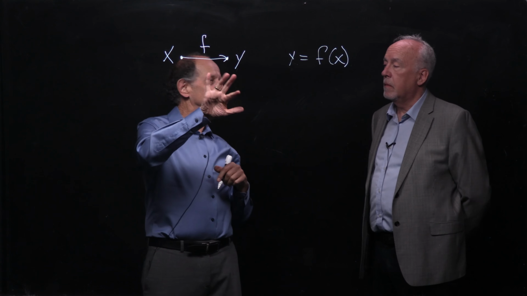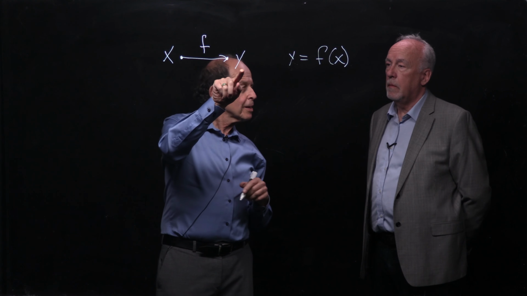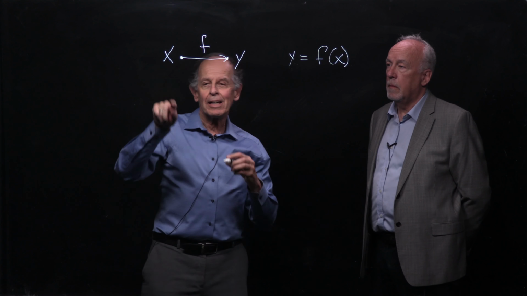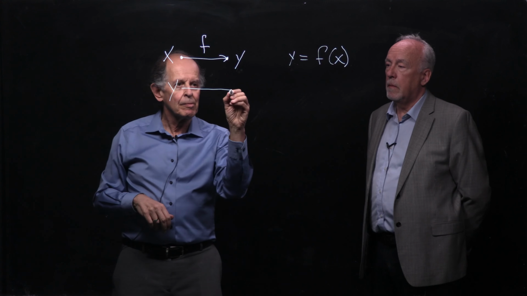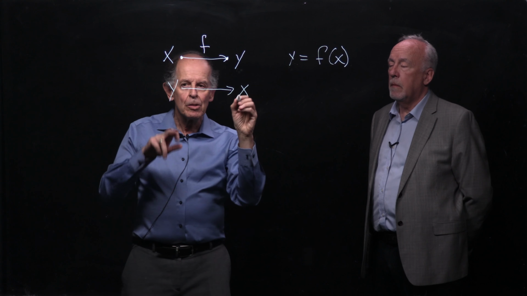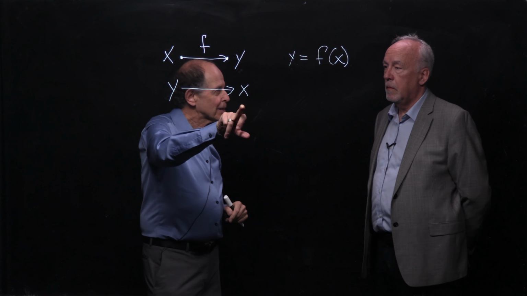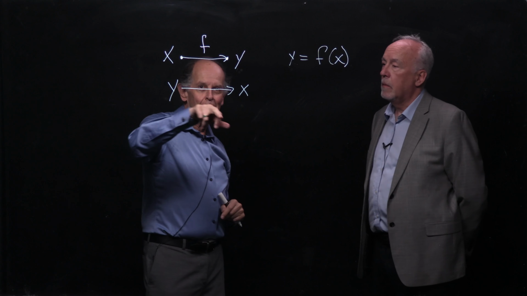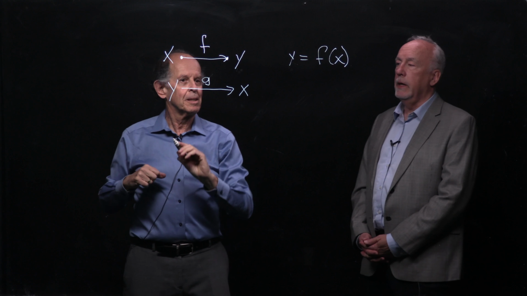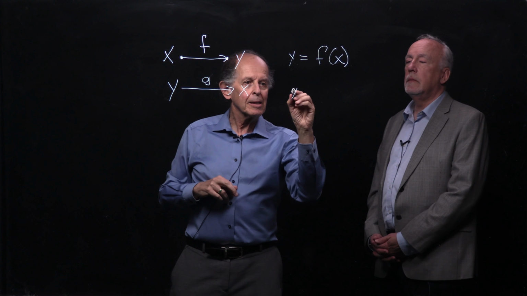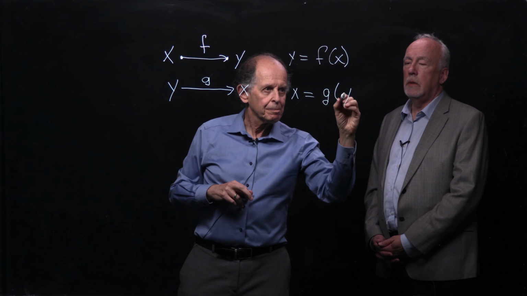I just want to change this a little bit. Supposing I give you y and I ask you, find me the x. So I want to go backwards. Now y is the independent variable and x depends on y. So it's the opposite. We could call this g, and so x is equal to g of y.